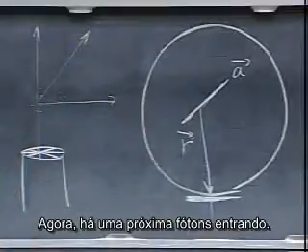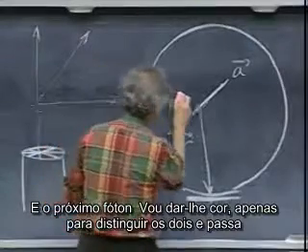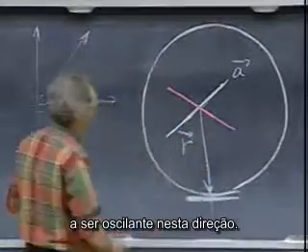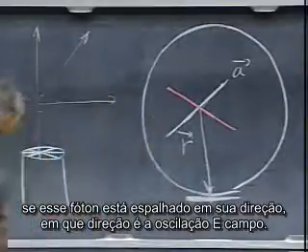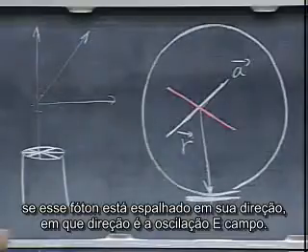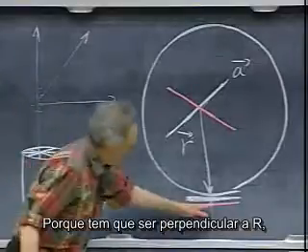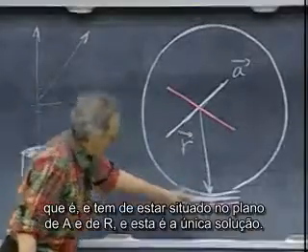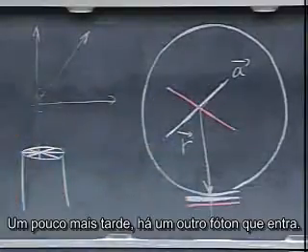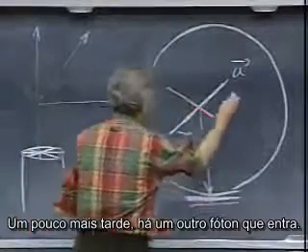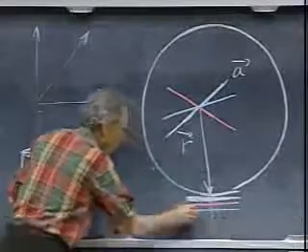Now there is a next photon coming in. And the next photon, I will give a color just to distinguish the two, happens to be oscillating in this direction. And I ask myself the question, if that photon is scattered in your direction, in what direction is the E field oscillating? And you'll come to exactly the same conclusion, in this direction. Why? Because it has to be perpendicular to R, which it is, and it has to be in the plane of A and R, and that's the only solution. A little later, there is another photon that comes in. How is that electric field being observed here? Of course, in this direction.